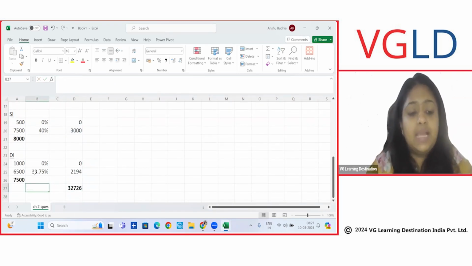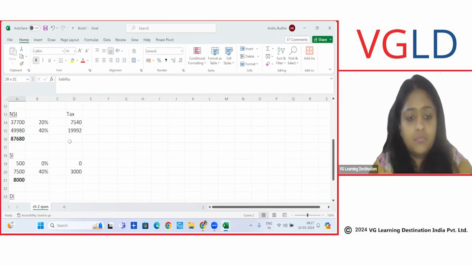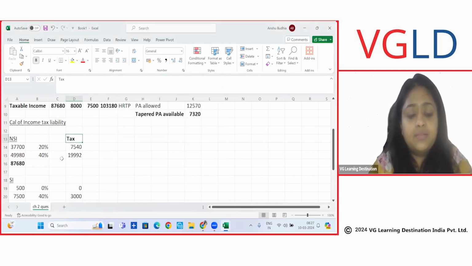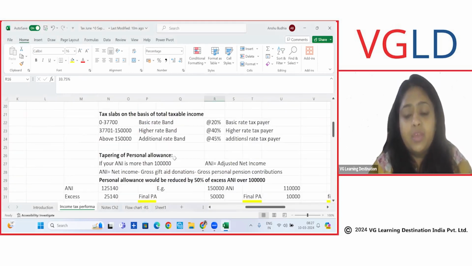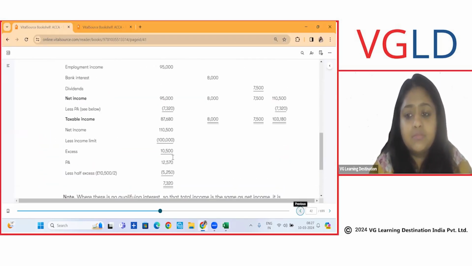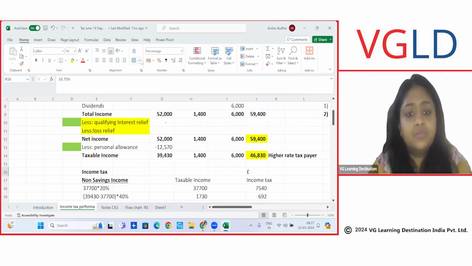So the total tax liability comes as 32,726. Is there any questions, any queries in understanding it? Here we have just calculated the PA tapering. I've showed you the entire tax calculation.